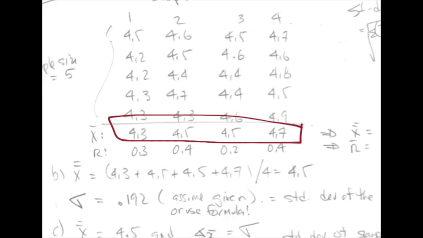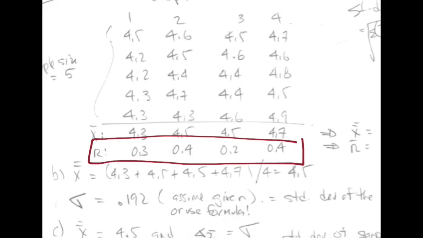So for each sample, 1 to 4, we calculate the X bar, which is right here. So here's the answer to question A. The other thing that we're going to calculate right away, because we're going to need it later for the R chart, is what is the range for each sample. So here's the R right here for each sample.